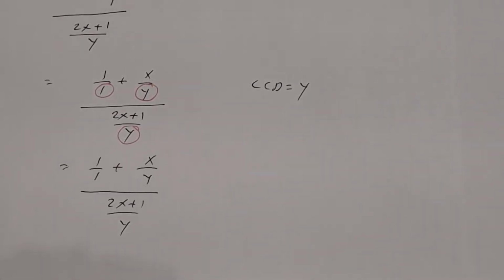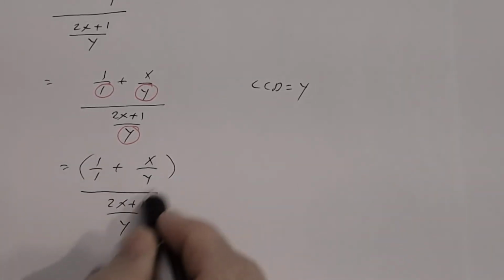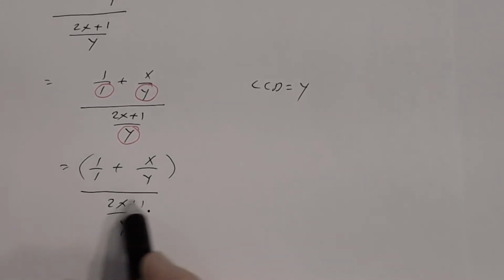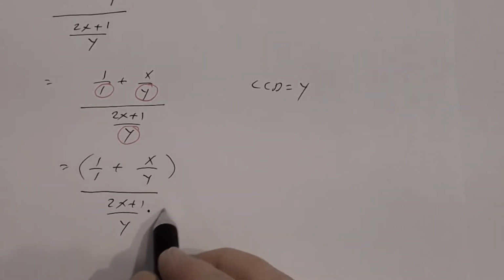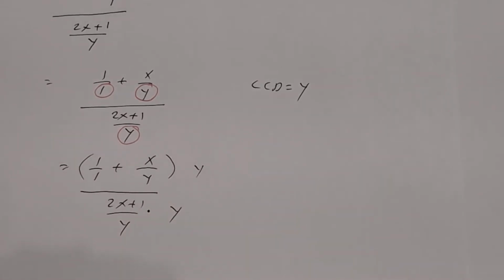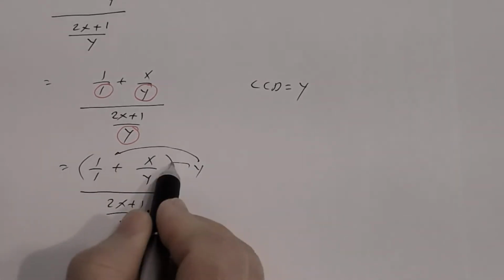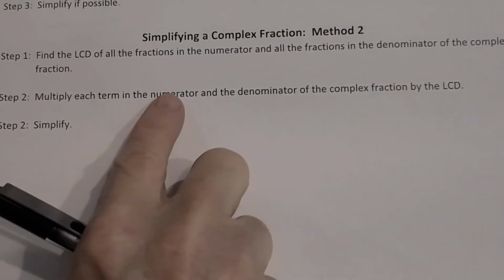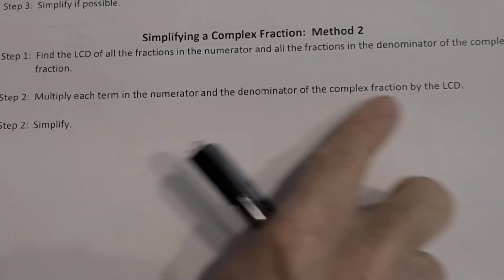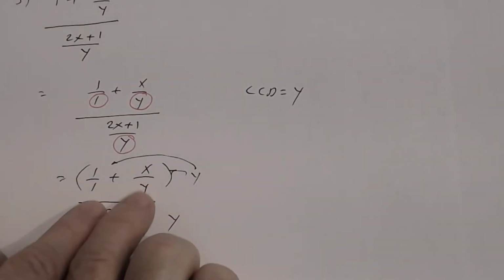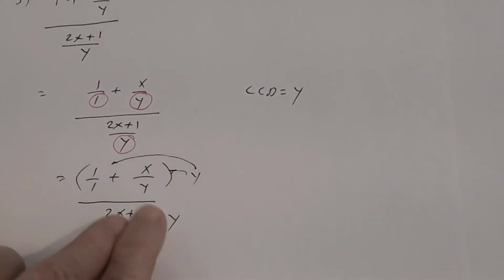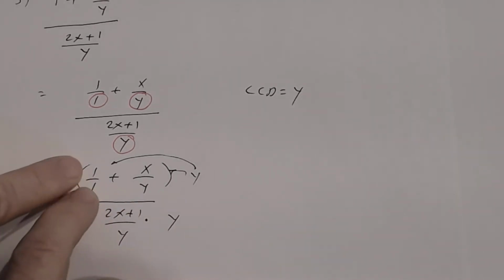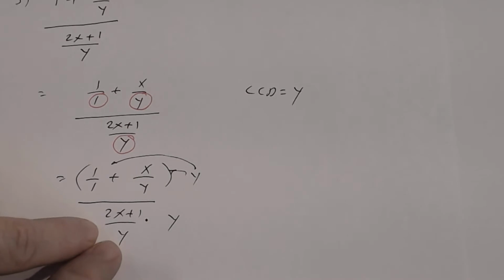So now the next step is to multiply both numerator and denominator by y, just like this. Notice I'm not putting that in parentheses because it's just one fraction. And so now I'm going to distribute. Remember, if you go back to step 2 in method 2, it says multiply each term in the numerator and each term in the denominator by the LCD. So notice that the numerator had two terms. The denominator had one term. Think of a term as a fraction. So one fraction, one fraction, one fraction.